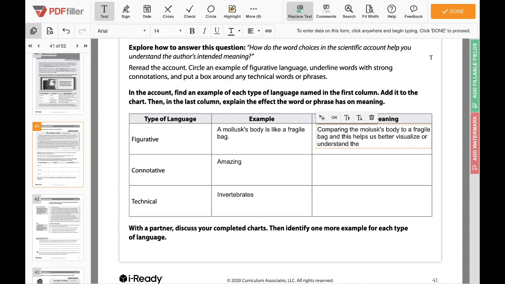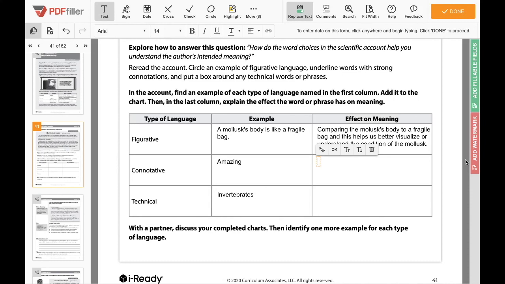the condition, I guess you could say, of the mollusk, right? The author wants us to really understand what the mollusk body is like, and by helping us to understand that, they're trying to compare it to something else that we know something about, which would be a fragile bag. We understand what a fragile bag is. So when they compare it to that, we can better visualize and understand the actual condition of the mollusk.